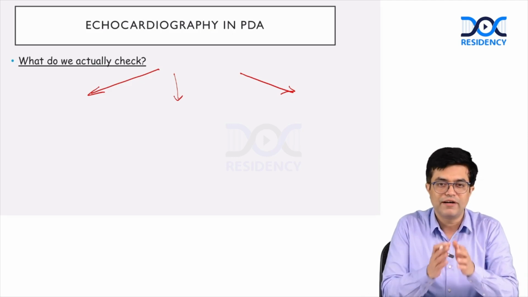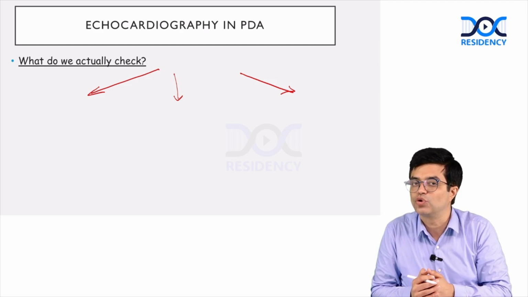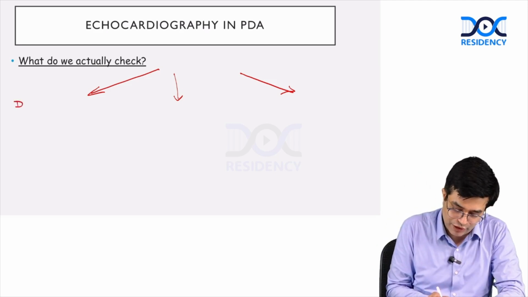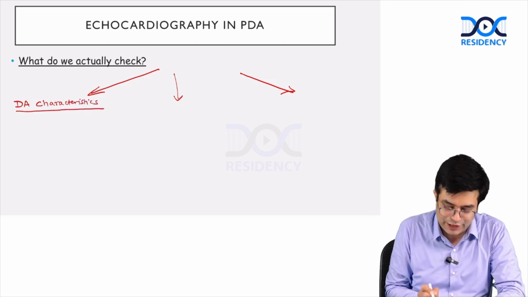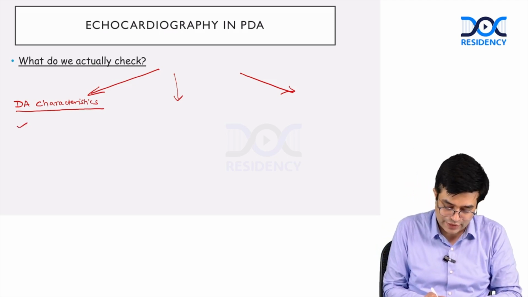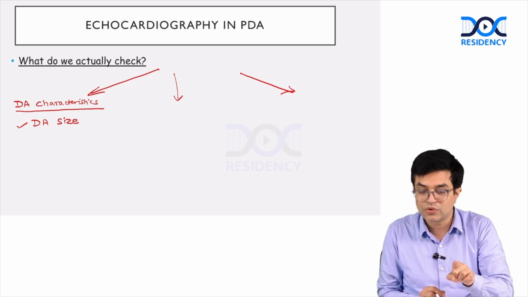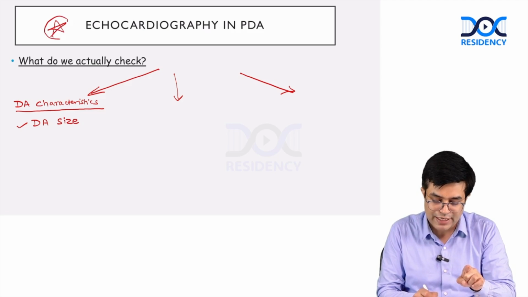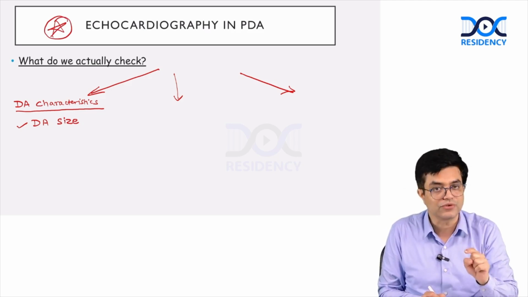First of all, we look for whether the ductus arteriosus is open or not and what the characteristics of this open ductus arteriosus are. So whenever you are doing echocardiography in a suspected PDA patient, you will look for ductus arteriosus characteristics. You will look at ductus arteriosus size. This is something which is not mentioned in Nelson. It is not mentioned in Ames NICU protocol, but it is very, very important. And if you get a PDA case, you may be asked this in your viva. So first is ductus arteriosus size.